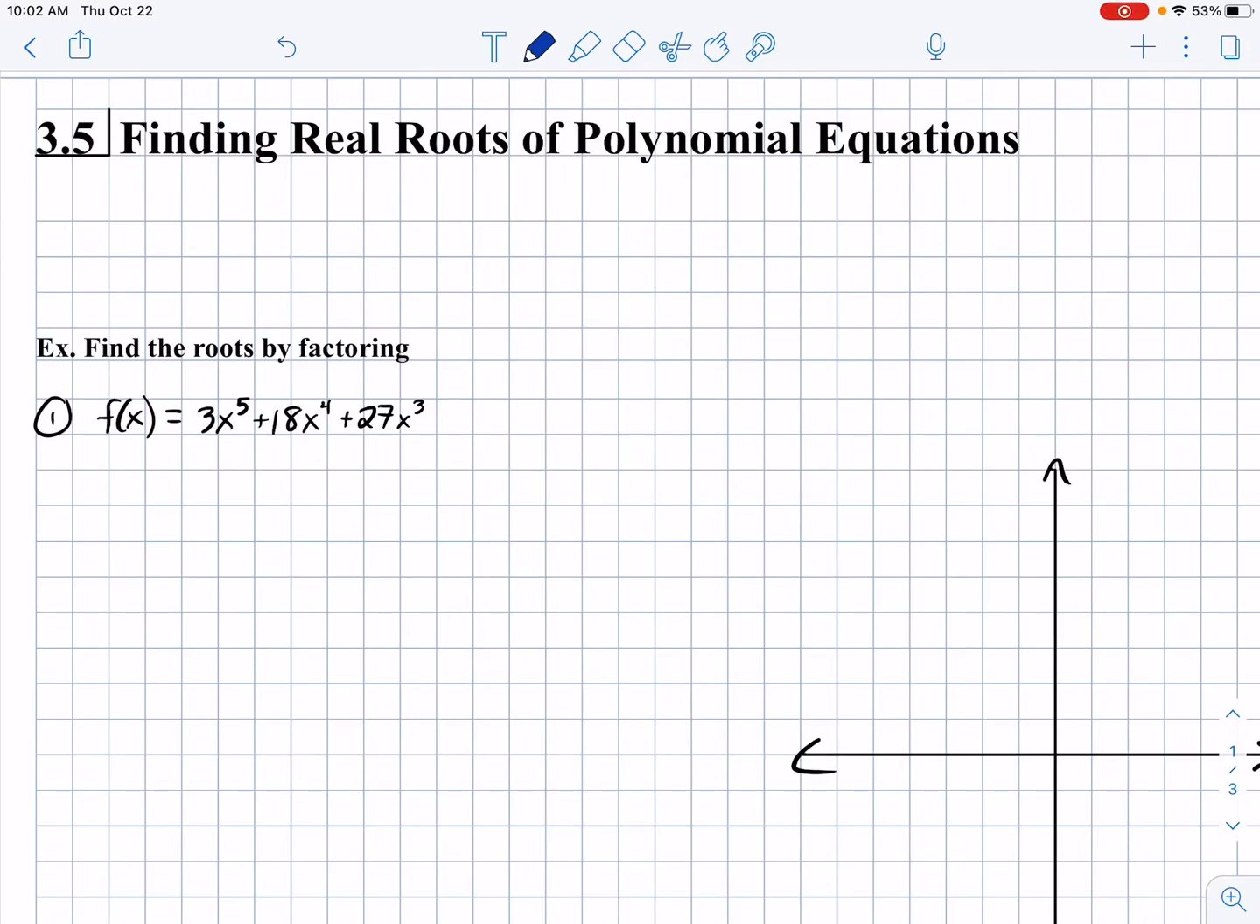So for 3.5, we're going to keep factoring, but now we're going to shift our focus to what we do after we factor. If you remember back in Unit 2, after we factored, we used the zero product property, and we found the roots of these equations, or we found the intercepts of these functions.